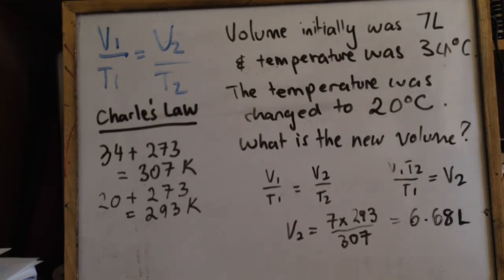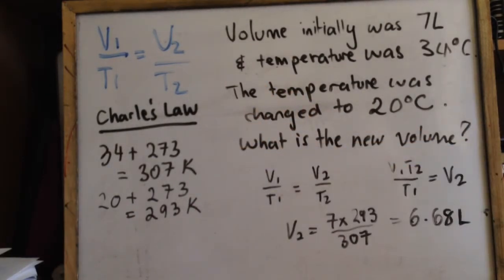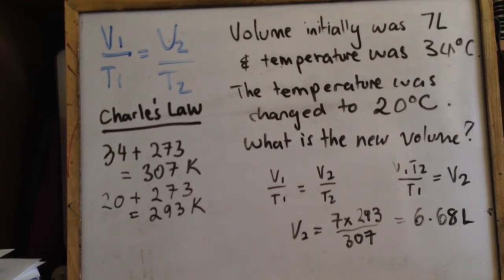Key things to remember with Charles' law: you always work with degrees Kelvin, and always rearrange your equation before putting in the values, unless you like to put in the values first. That's up to you, but my personal choice is to rearrange it, then put the values in at the last point. But really, it's a straightforward formula, and it's very interesting.